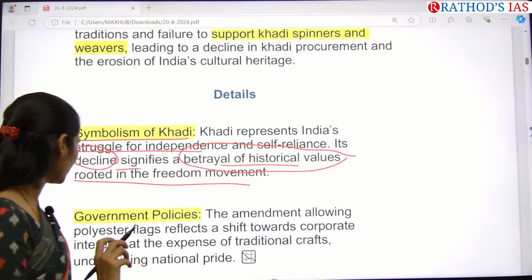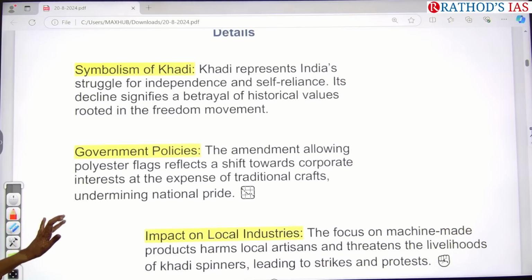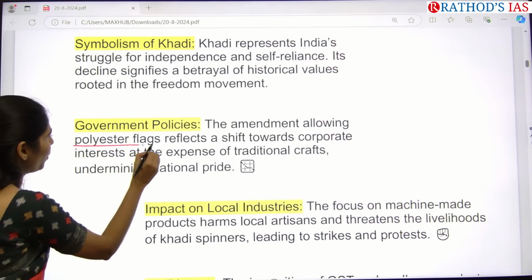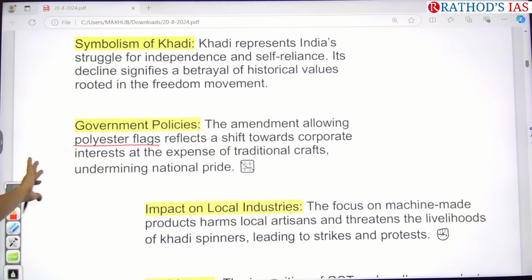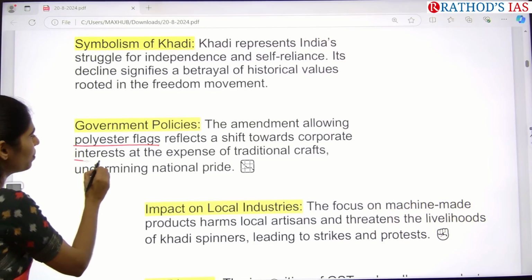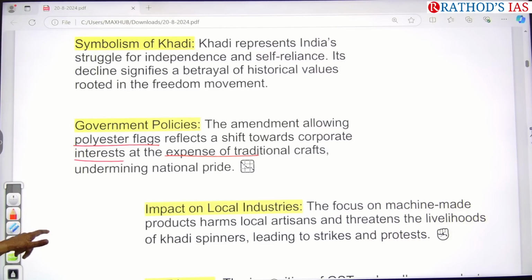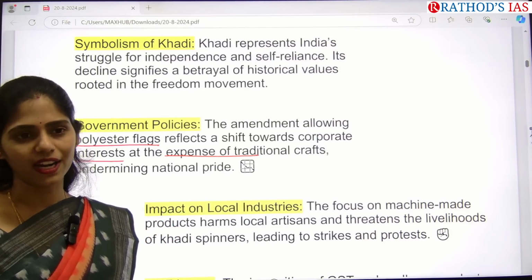And the next one here is about government policies. The government is coming up with amendments. Here we are allowing polyester flags, which reflects a shift towards corporate interest at the expense of traditional crafts. And because of this, it is undermining our national pride.